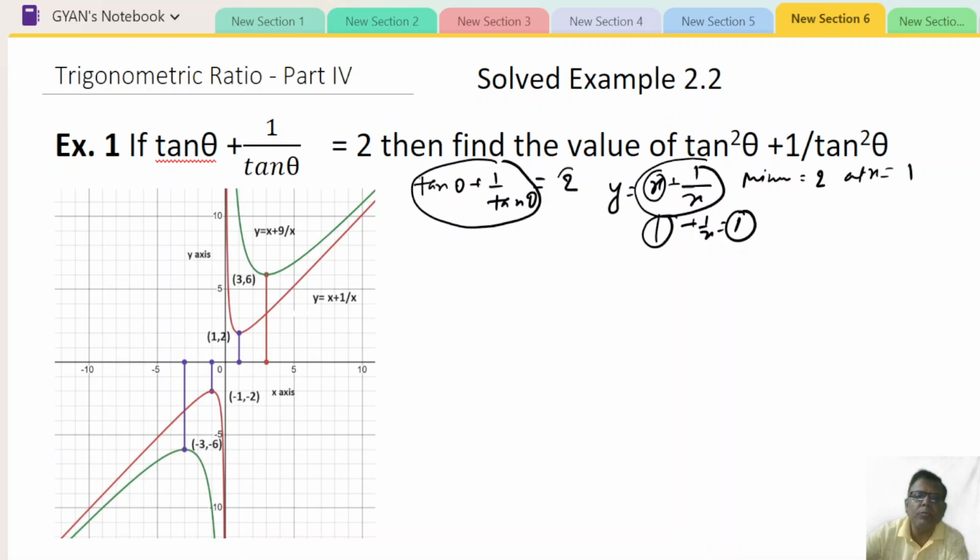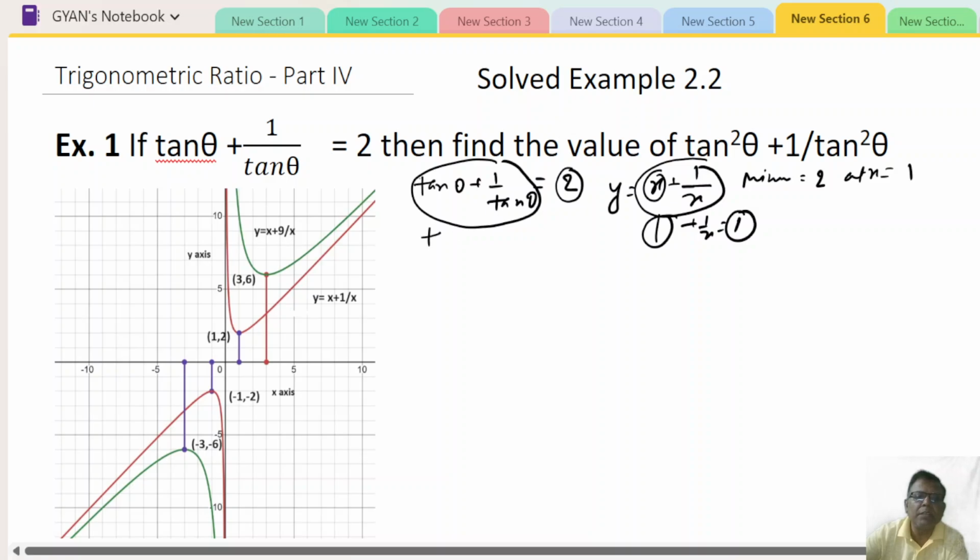So here it is given 2. 2 means tan theta will be 1, and 1 by tan theta will also be 1. So tan theta is basically 1. So tan square theta plus 1 by tan square theta is 1 square plus 1 by 1 square, that is also 2. Whatever you do, suppose they ask tan 2005 theta plus 1 by tan 2005 theta, this value will also be 1 plus 1 is equal to 2.